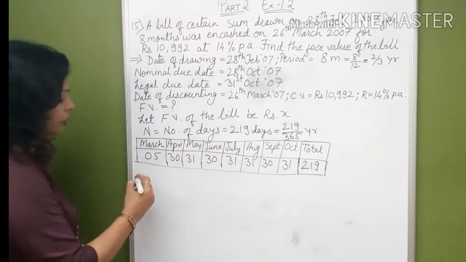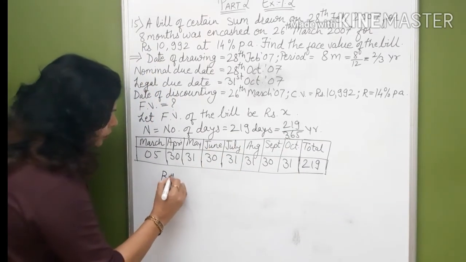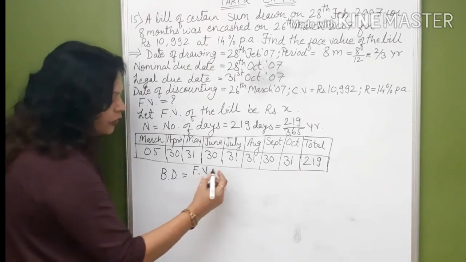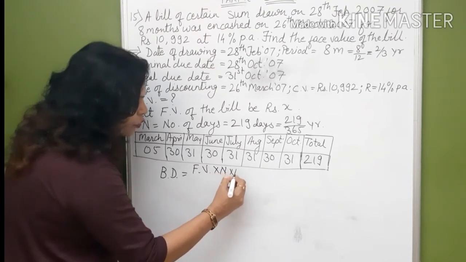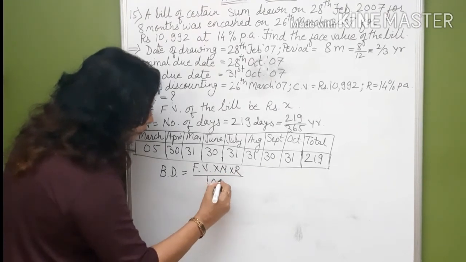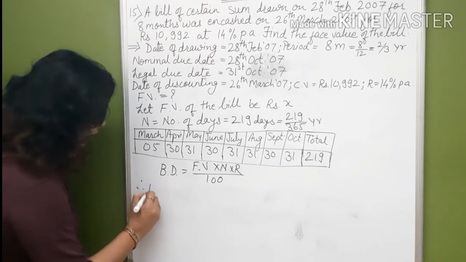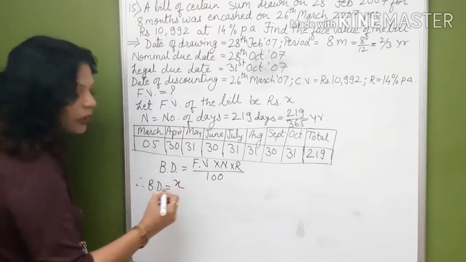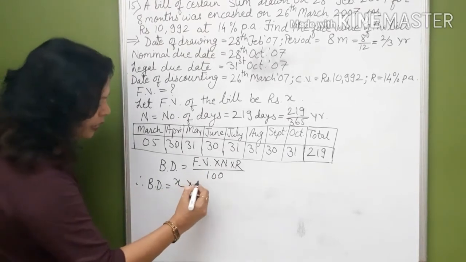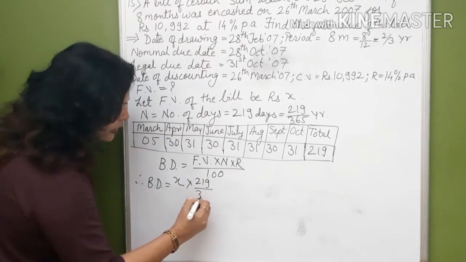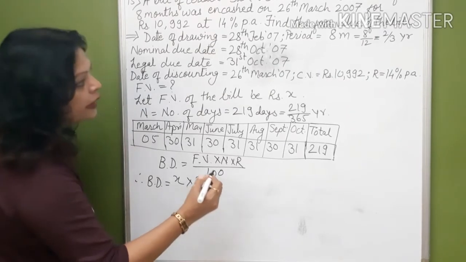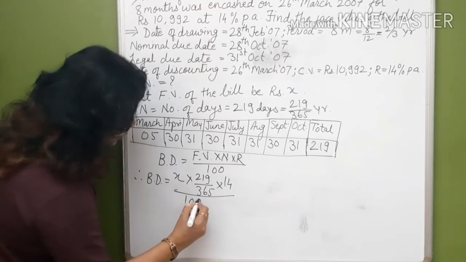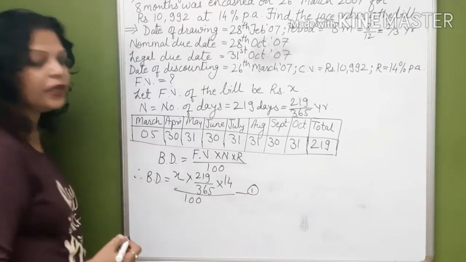Correct? Now we know that the banker's discount is calculated on face value. That is banker's discount is equal to face value into N into R upon 100. Correct? So we get banker's discount is equal to face value we have assumed X into N we got 219 upon 365. R is 4 upon 100. This is the first equation that we get.